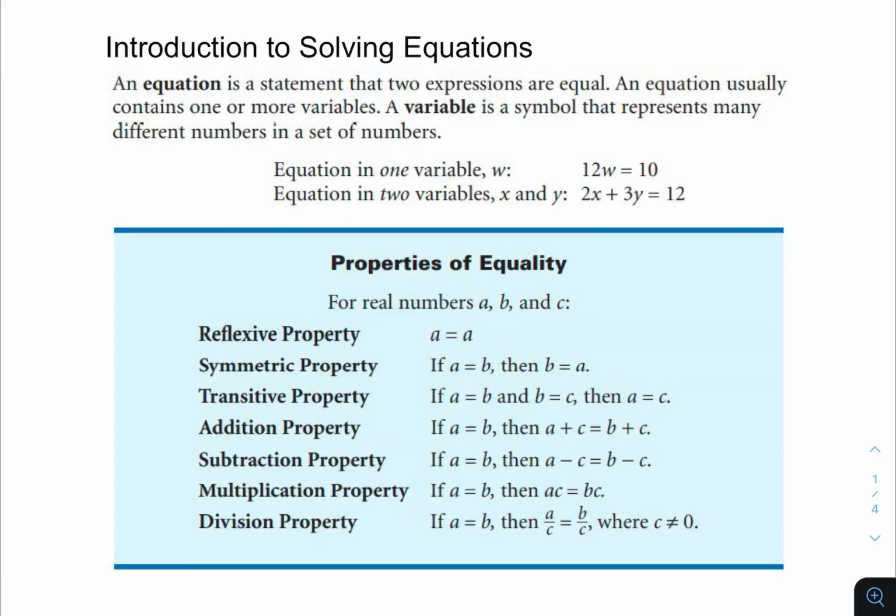So our first lesson is the introduction to solving equations. An equation is a statement that two expressions are equal. An equation usually contains one or more variables. A variable is a symbol that represents many different numbers in a set of numbers. And there is a properties of equality list on the bottom. There are the reflexive, symmetric, transitive, addition, subtraction, multiplication, and division properties.